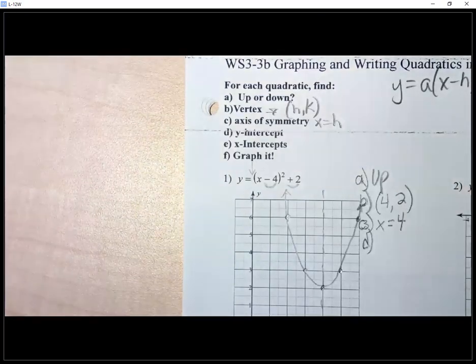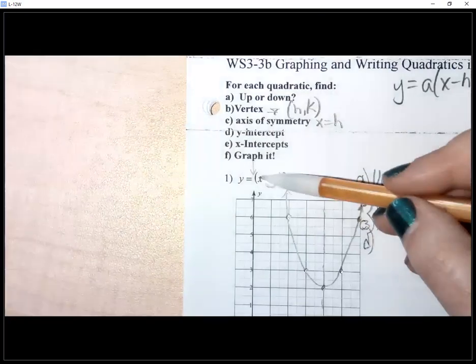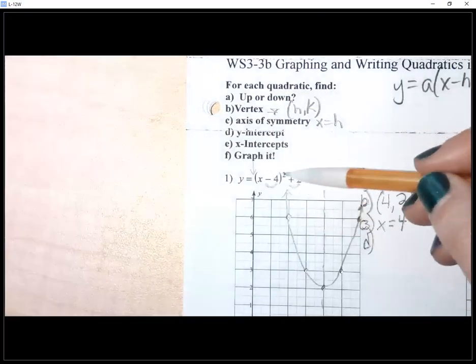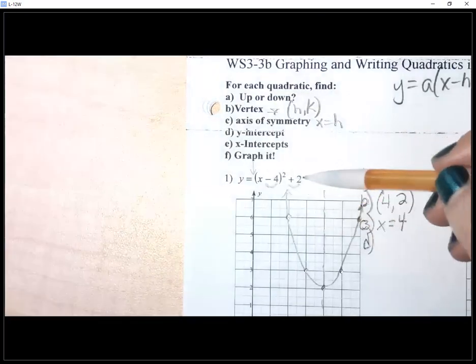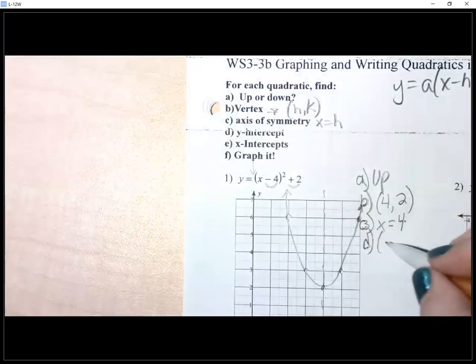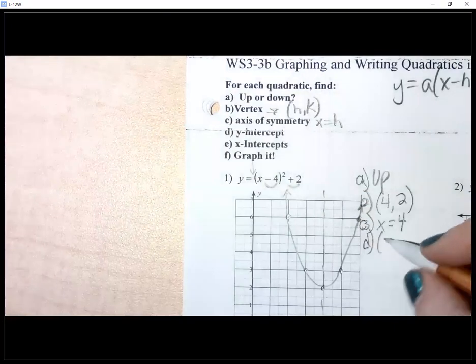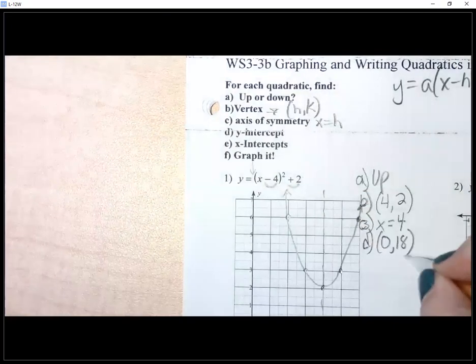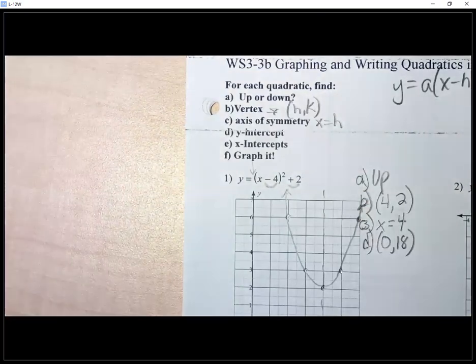If you plug in 0 for x, you'd get -4 squared, so +16 plus 2, I'd get 18. So that one's a little bit tougher, but it's not that hard to plug in 0, right? So if I plug in 0 for x, I'm getting out an 18. And look at my graph. Doesn't it seem like that would make sense? If I could zoom out a bit, it looks like it would cross at about 0, 18.